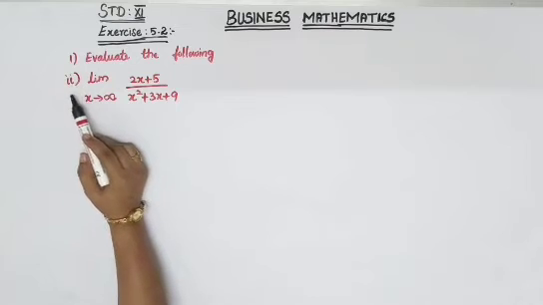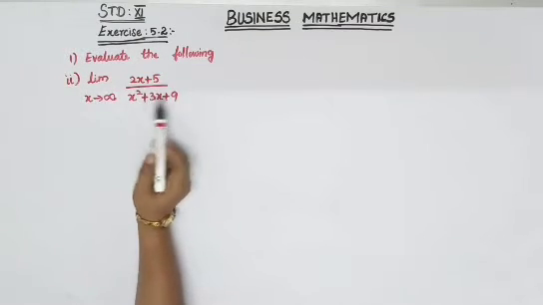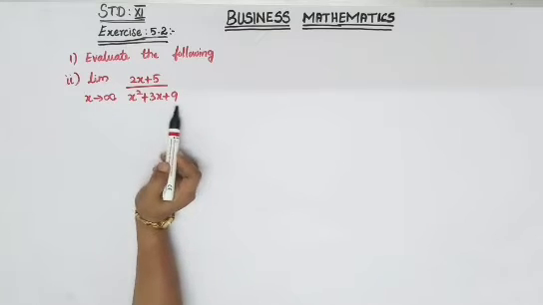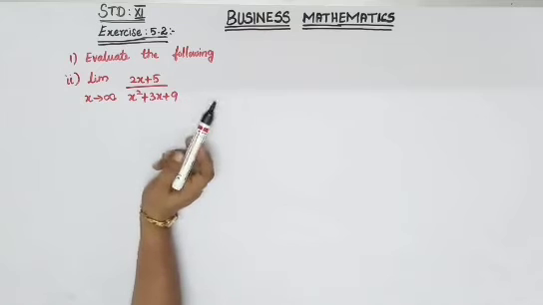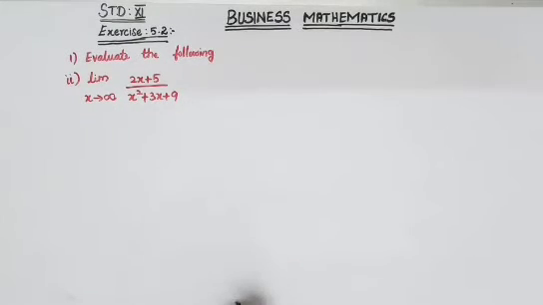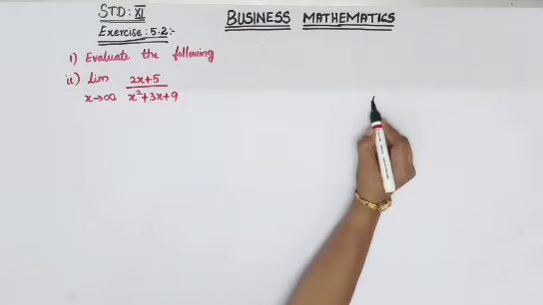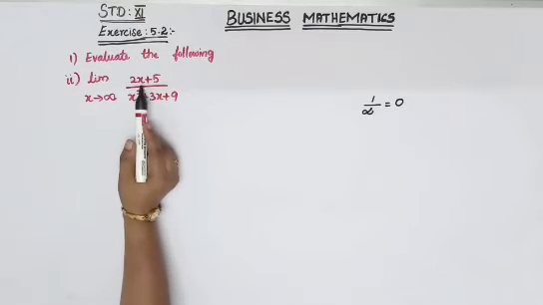First question, second subdivision, limit x tends to infinity, (2x plus 5) divided by (x square plus 3x plus 9). If you substitute your infinity straight away, you will get your answer infinity. Okay, so what you'll have to do is, you'll have to do some replacement over there. For that, you should know your value of 1 by infinity is equal to 0. So try to bring this x to the denominator. That is your first point.